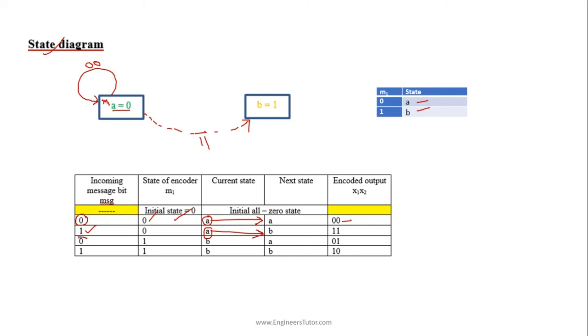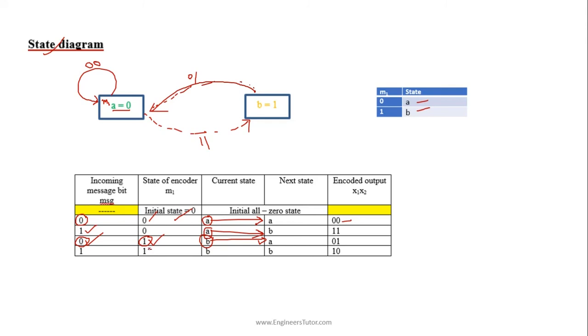And if the incoming bit is 0, and if the state of the encoder is B, B means 1. If the incoming bit is 0, the state changes depending on the input bit, B to A. Sorry, the incoming bit is 0, so we use a solid line. B to A. The output of the encoder is 0 1.